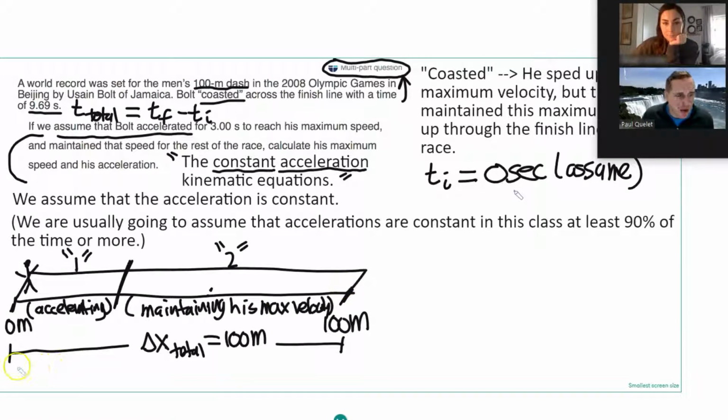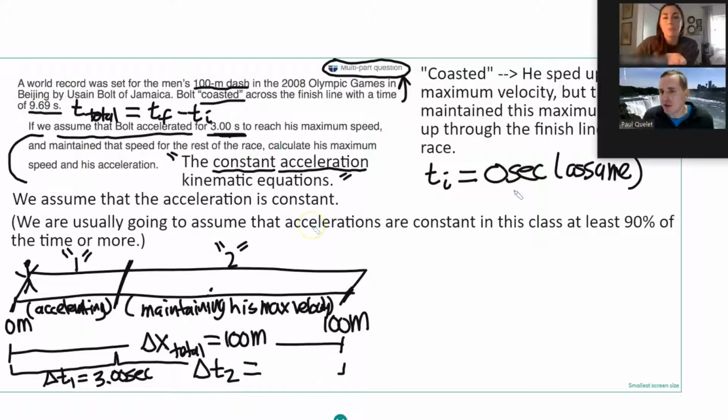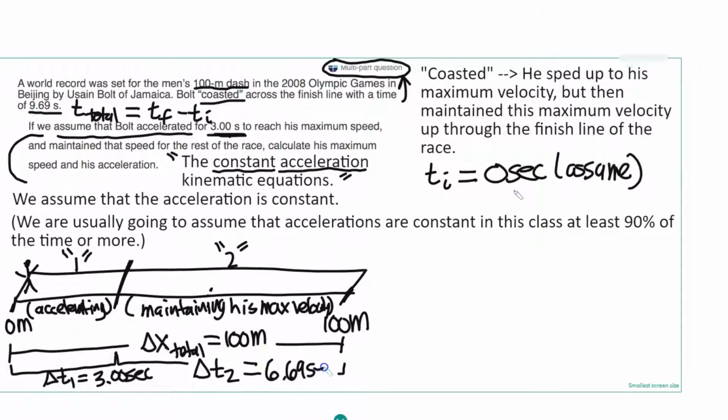Here's my next question. How long does this time period take? What's delta T1? 3 seconds. Yes, do you see that? It's labeled right there. This is 3.00 seconds. So let me ask you this. How long from here to here is delta T2? Right, it's just the difference between 9.69, the total time for the whole race, and the 3.00, right? So that would be 6.69 seconds.